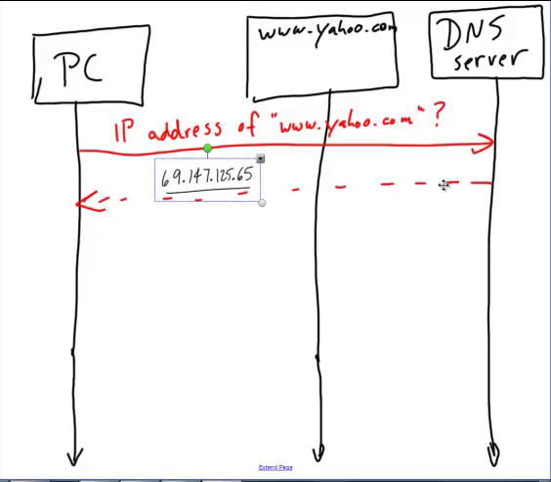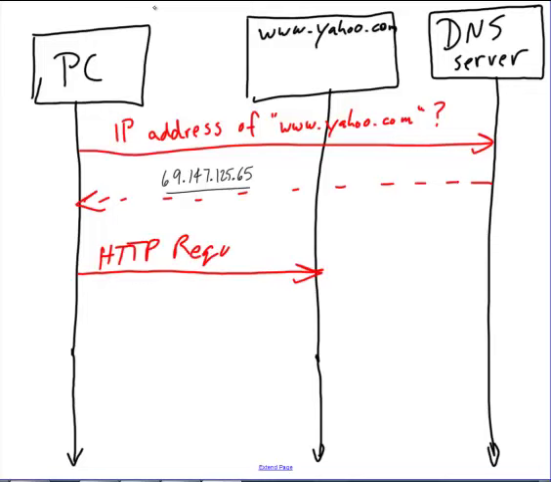And there we go. So now that we know the IP address, we can continue on, make our HTTP request to that website, and get our HTTP response. Assuming we're just trying to load a web page, which is obviously what we do. We do a lot of that.